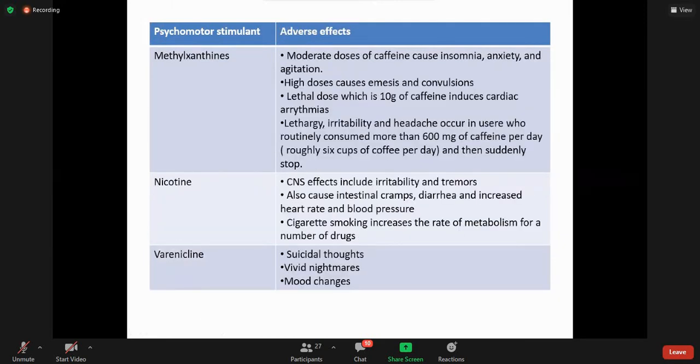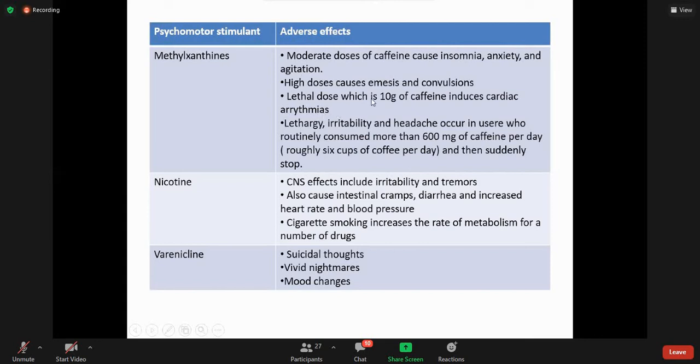Now the adverse effects. We are discussing the psychomotor stimulants and important substances. We have discussed the examples, mechanism of action, and therapeutic uses. Now adverse effects. Methylxanthine: moderate doses of caffeine cause insomnia, anxiety, and agitation. But high doses cause emesis and convulsions. A lethal dose, which is 10 grams of caffeine, induces cardiac arrhythmias.